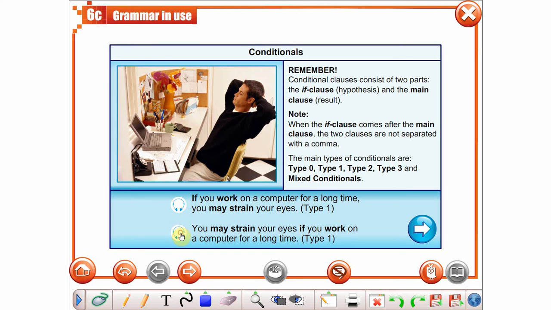Another example is: you may strain your eyes if you work on a computer for a long time. What's the difference here? This example is different from that one in that we didn't put a comma. Look, we didn't put this comma here because we began with the result. When you begin with the result, you may strain your eyes, and if in the middle, we don't use the comma. Take care of these notes.